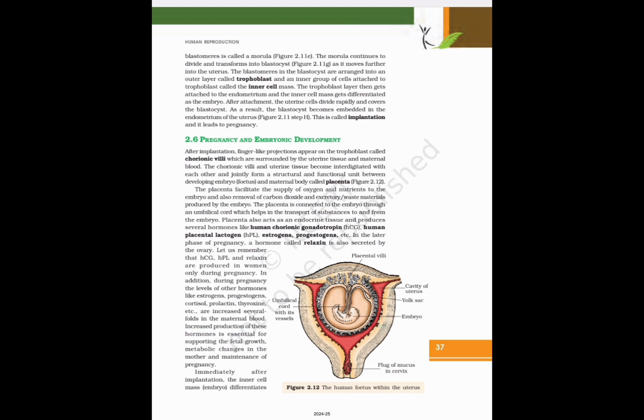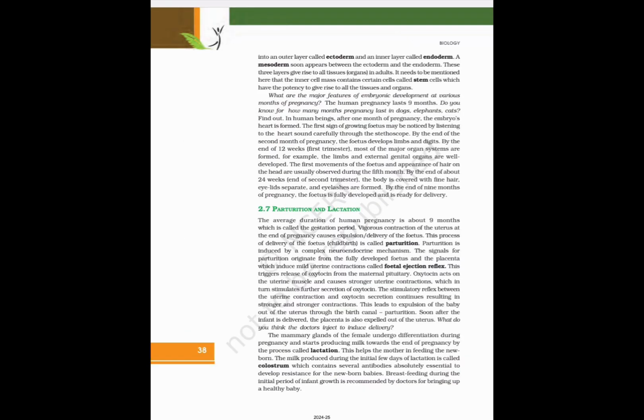Immediately after implantation, the inner cell mass differentiates into an outer layer called ectoderm and an inner layer called endoderm. A mesoderm soon appears between the ectoderm and the endoderm. These three layers give rise to all tissues in adults. It needs to be mentioned here that the inner cell mass contains certain cells called stem cells which have the potential to give rise to all the tissues and organs.